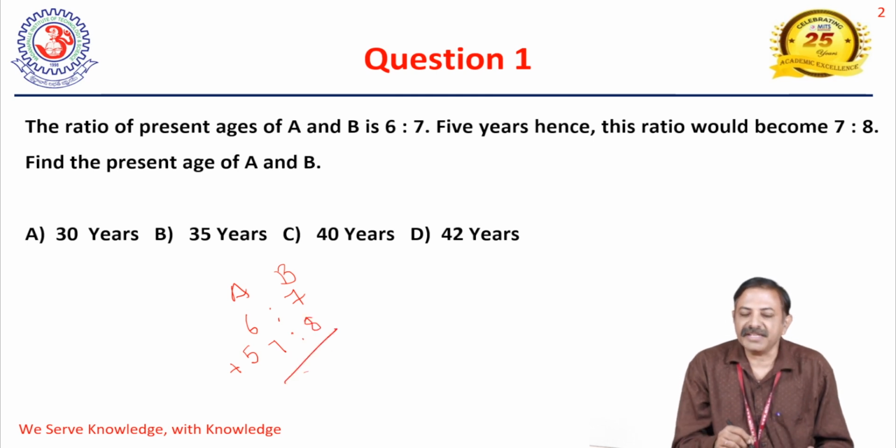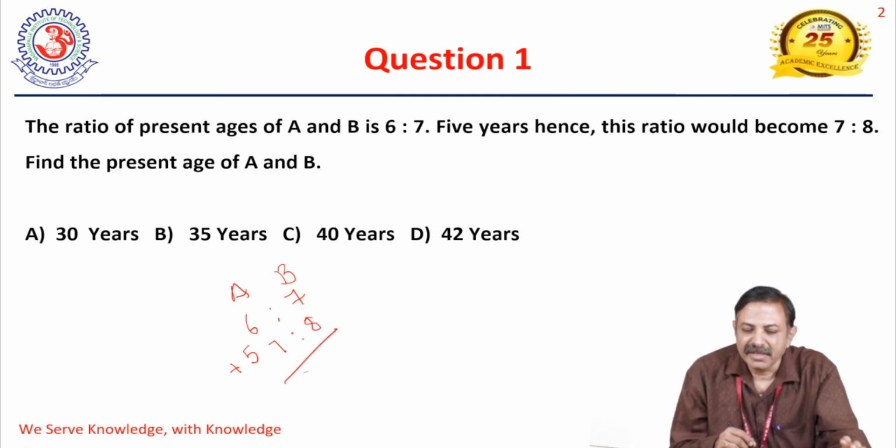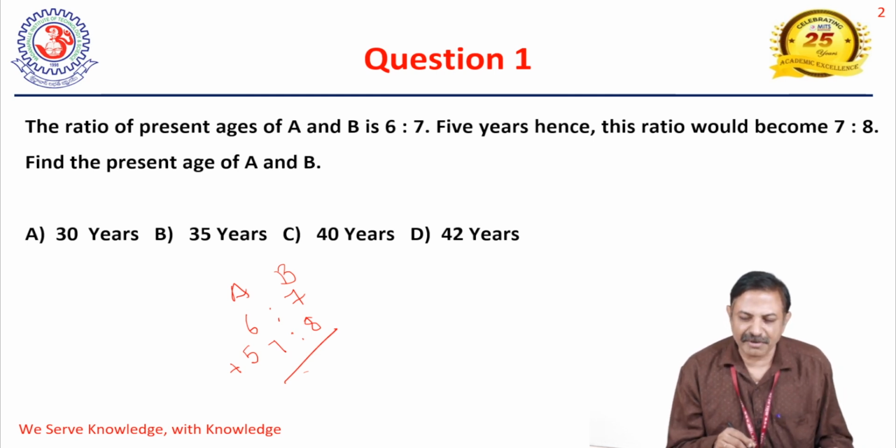What is meant by ratio? 6 to 7 means if A is 60, B will be 70. If A is 70, B will be 80. Now see, first I have written the two ratios. 6 to 7 is the first ratio, 5 years afterwards plus 5. The second ratio is 7 is to 8.